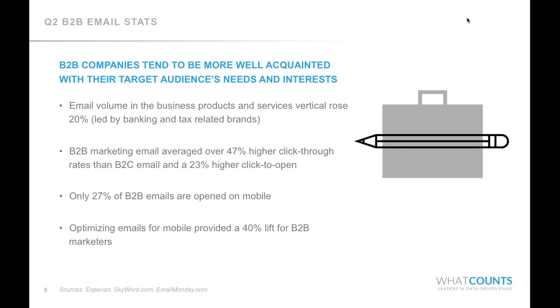And while that might not seem as big a number as B2C marketing, it's still important that B2B companies are optimizing their emails for mobile because there was a 40% lift for B2B marketers who did have their emails mobile optimized. So that's definitely something that, even though maybe it's not as much engagement on mobile devices, people are looking there for B2B emails and checking them there. So it's going to be key to make sure that emails are mobile optimized across the board, no matter what industry you're in.